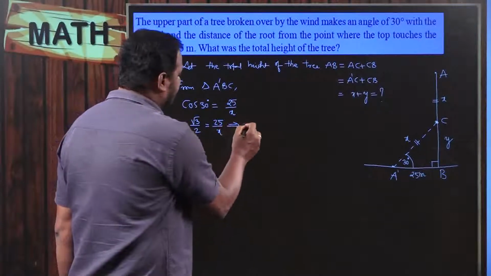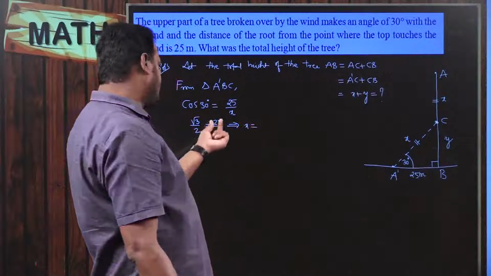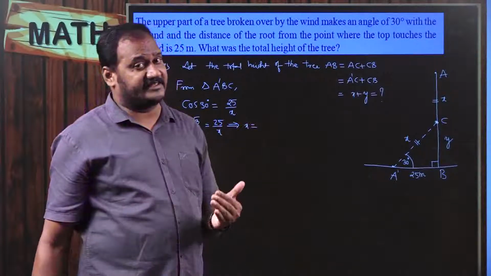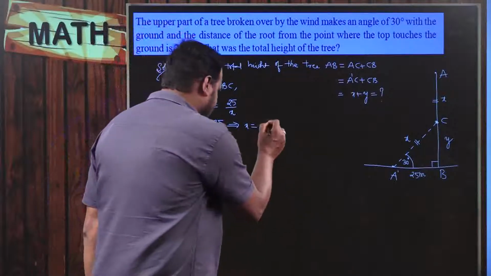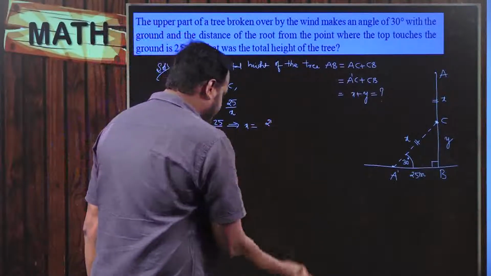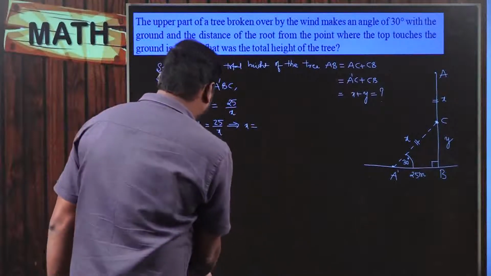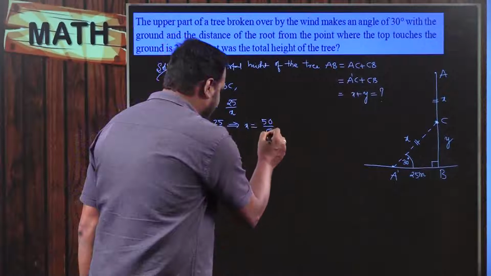So by cross multiplication, X into root 3 is equal to 25 2s are 50. So 50 is equal to root 3 X. X is equal to 50 divided by root 3. This is the value of X.